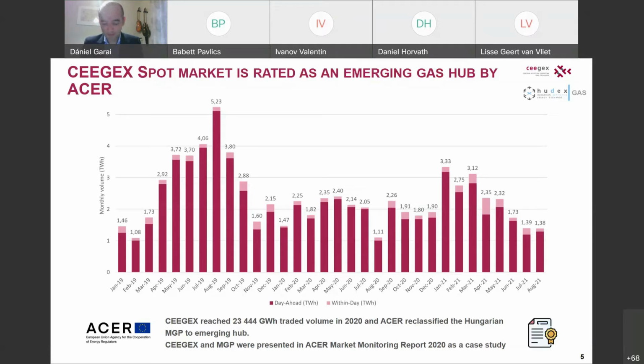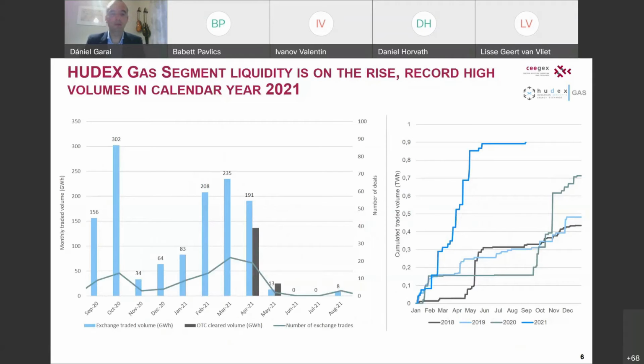CEEGEX was also, and it's a great honor for us, recognized by ACER in 2020, and basically the Hungarian MGP, together with CEEGEX, was reclassified to an emerging hub category, and indeed we are expecting this role to even further increase in the near future, because there are pretty big opportunities ahead of us. I will talk about that later briefly.